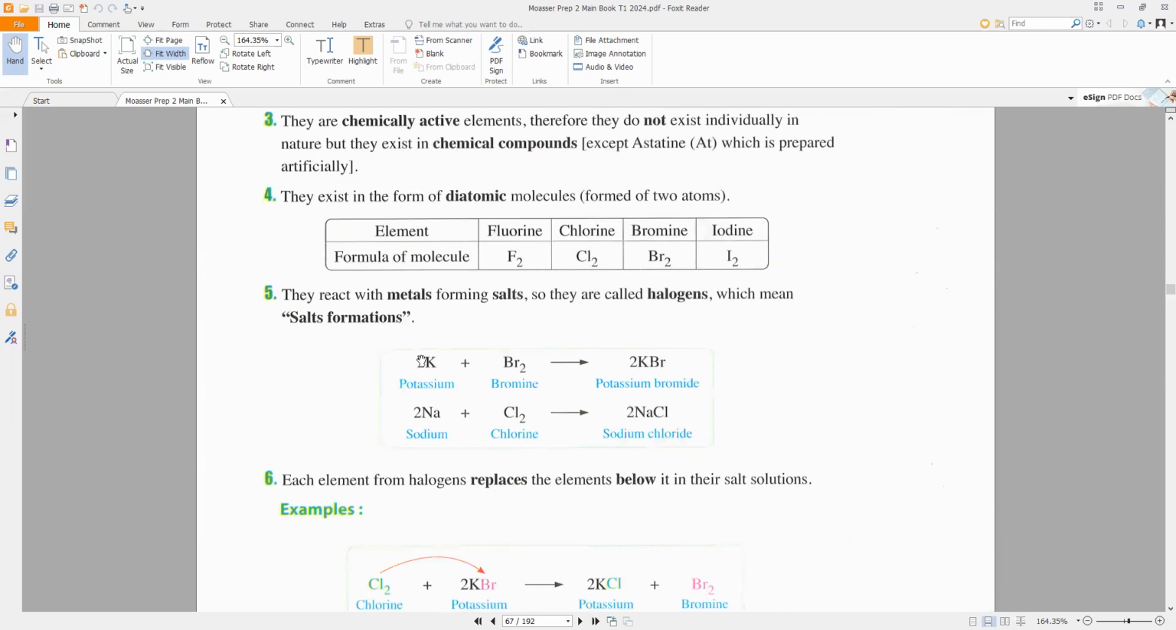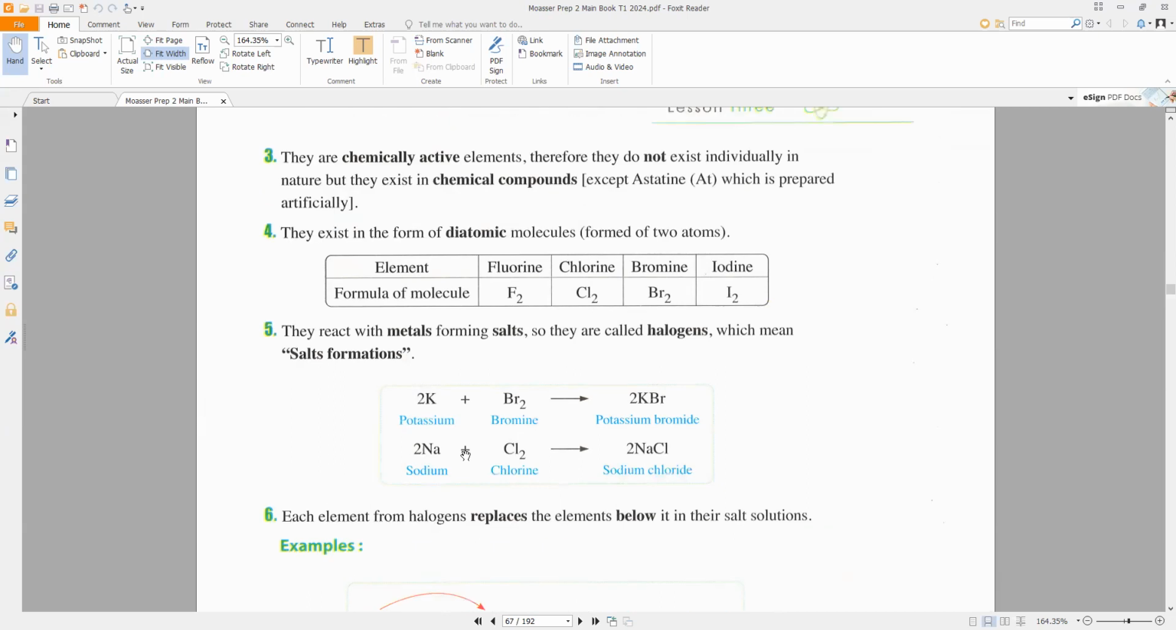Why is it called halogen? Because when it reacts with a metal, it forms salts. For example, potassium is a metal, and when it reacts with the halogen bromine, it forms potassium bromide. It is a salt because it consists of positive and negative ions. Potassium is a positive metal, bromine a negative non-metal. So the salt formed is called potassium bromide.